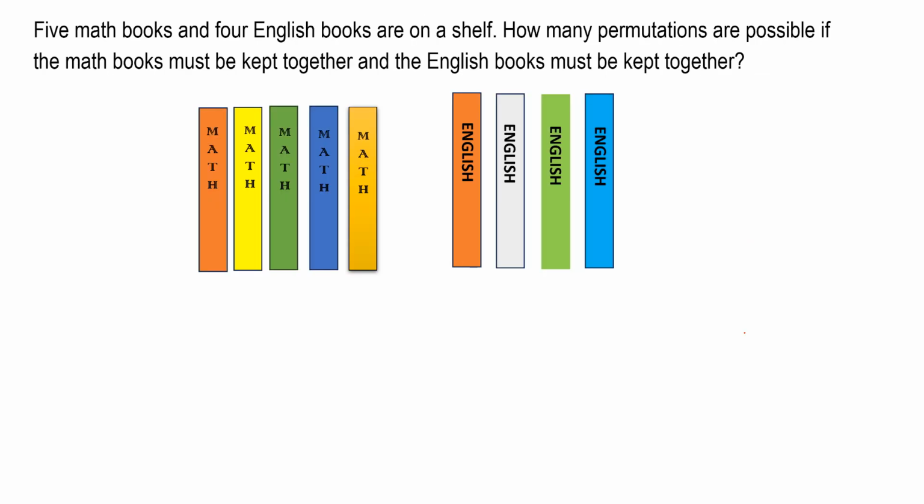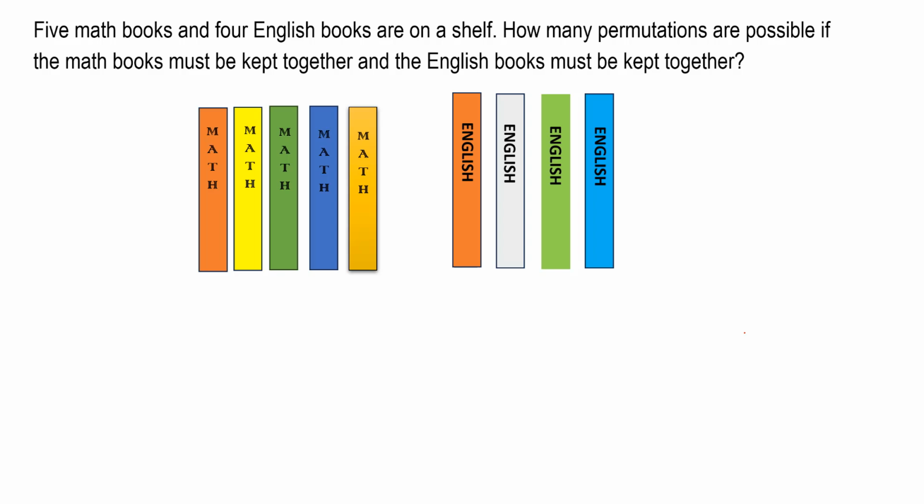All right, so 5 math books and 4 English books are on a shelf. How many permutations are possible if the math books must be kept together and the English books must be kept together? All right, so we can't just say 9 factorial. We have to keep the math books together and we have to keep the English books together.